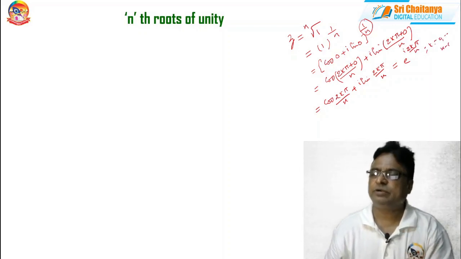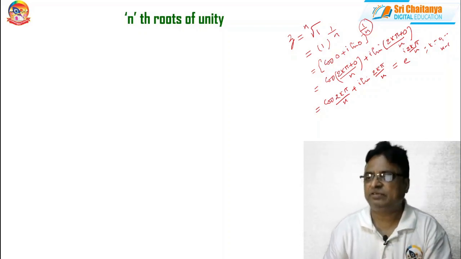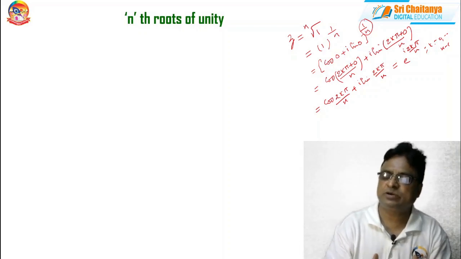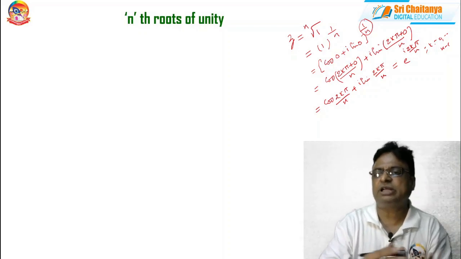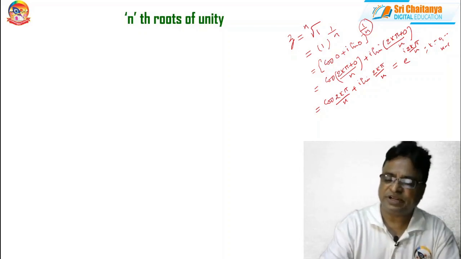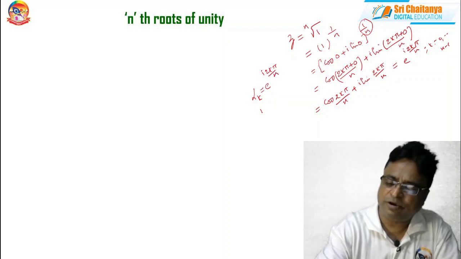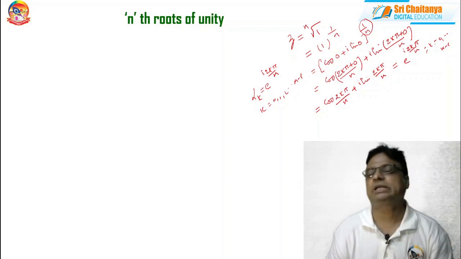So if k equals 0, that is cos 0 plus i sin 0, which is 1. If k is equal to 1, cos 2 pi by n plus i sin 2 pi by n. If k is equal to 2, cos 4 pi by n plus i sin 4 pi by n. If I take all the roots, I can represent them with alpha k. So alpha k is equal to e power i 2k pi by n, where k equals 0, 1, 2, 3 up to n minus 1. These are all the nth roots of the complex number.